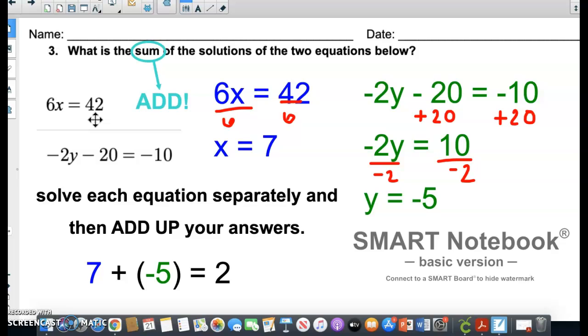So 6x equals 42 is a one-step equation. Divide both sides by 6, you get that x is equal to 7. Over here for negative 2y minus 20 equals negative 10, remember, the goal is to get y on one side of the equal sign by itself. So we're going to add 20 to both sides, and we get negative 2y equals 10. And then we'll divide both sides by negative 2 to get that y equals negative 5. So we've solved each equation, we found the solutions of the two equations, and now we just need to add them together. So 7 plus negative 5 is equal to 2.